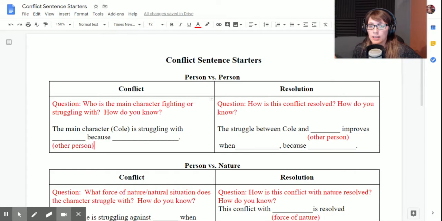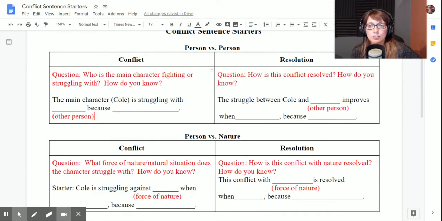Now, Cole actually has some conflicts with a few different characters. So what you want to do is choose one character. I have, who is the main character fighting or struggling with, and how do you know? And I have some sentence starters to help you through that. The main character, or Cole, is struggling with, pick that person. Who is it that Cole is struggling with? Tell me why. Why is there a struggle? Or how do you know that there is a struggle between the two of them?